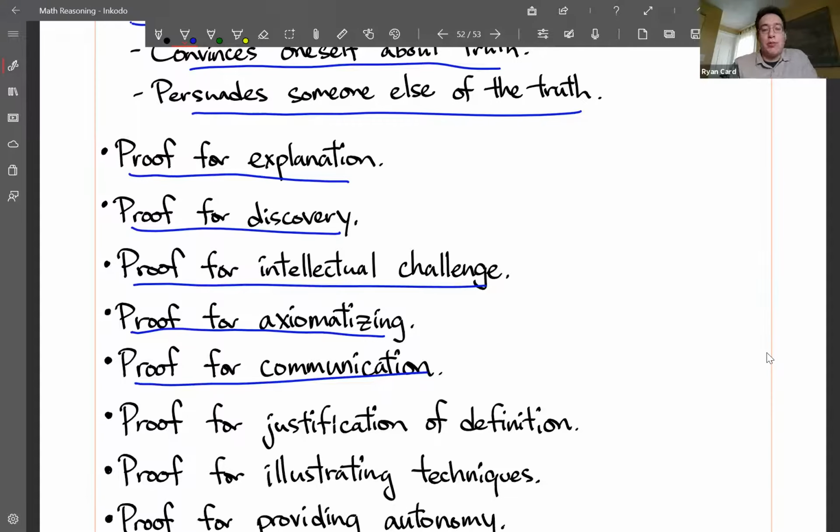And proof is used for communication as well. So as a society, no one person knows everything there is to know about mathematics. So there are papers that get published in journals, but once you get it out there, it's communicated to the world that we now know this thing is true. So proof is kind of communicating to the rest of the world that now we know this is true. So that's one way to use a proof as well.